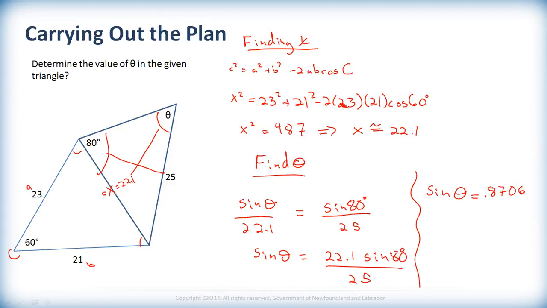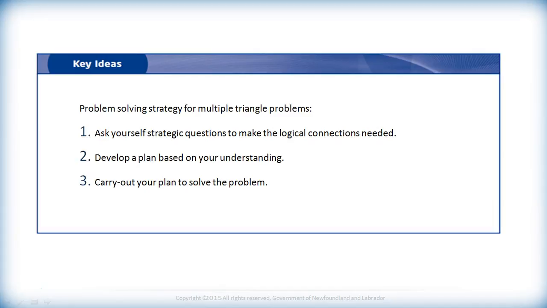Oh, looks like I missed a zero there. That's 80 degrees. So then theta is the inverse sine of that. So inverse sine of that stuff we just came up with is 60.5 degrees roughly. So we just figured out that theta is about 60.5 degrees. Not bad. So a two-step process. So here's your thing. Ask yourself good questions to make the logical connections that you need. What do I have? Do I have enough in that triangle? What might help? Then we developed a plan using the other triangle to get it, and then we carried out the plan.